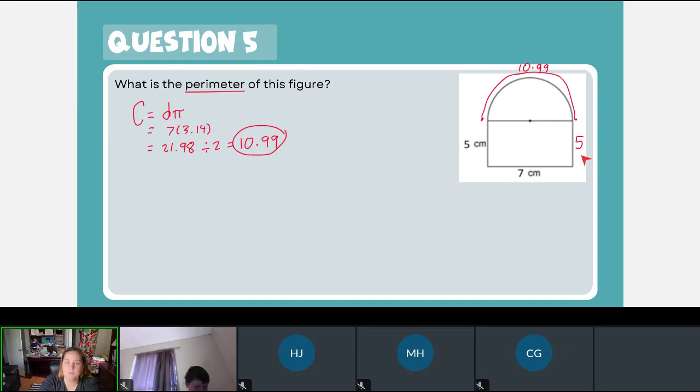what can we do with all 4 of these pieces to find the perimeter? What do y'all think? Tell me in the chat box. Good. We're going to add them up. So on your paper, you're going to write 10.99 plus 7 plus 5 plus 5. Or you could just put plus 10. Somebody add all those up and tell me what you get.